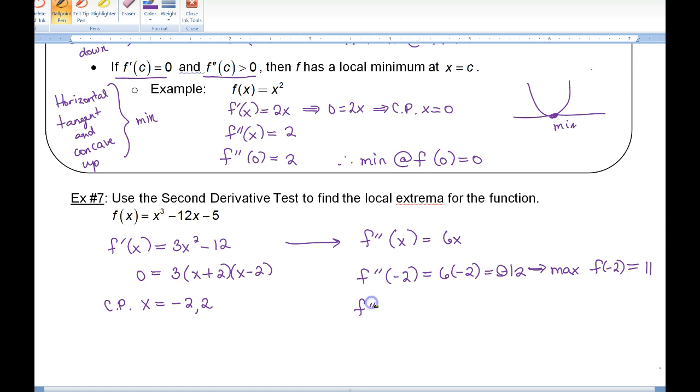And then when I do the second derivative and plug in my other critical point, which is 2, I get a positive 12, so since that's positive, we know it's a minimum, and our minimum is going to be f of 2. And I get -21.